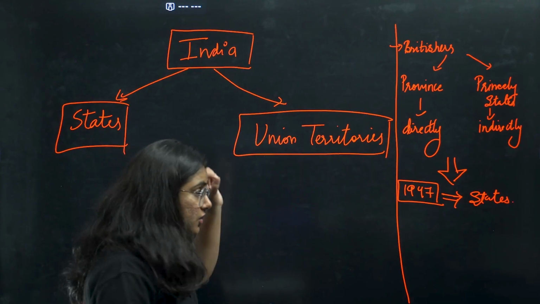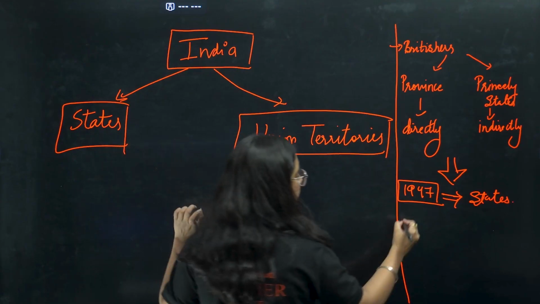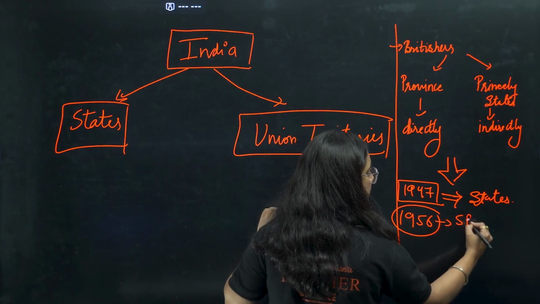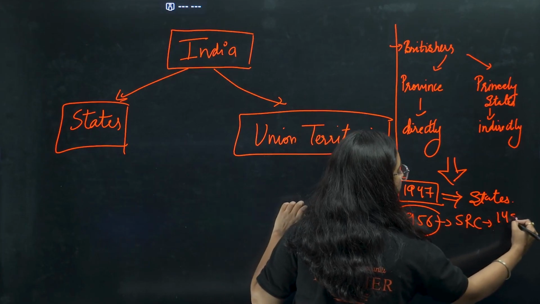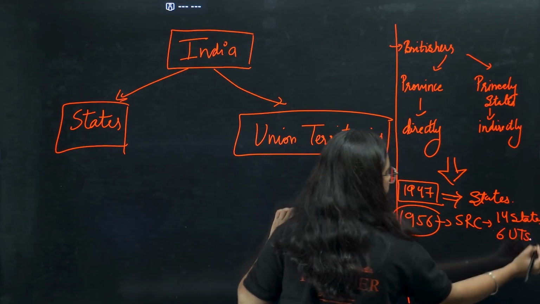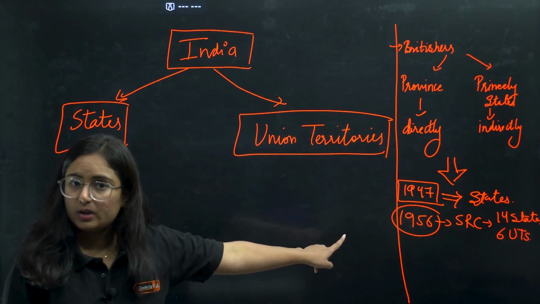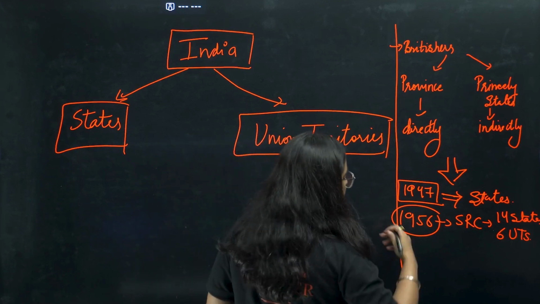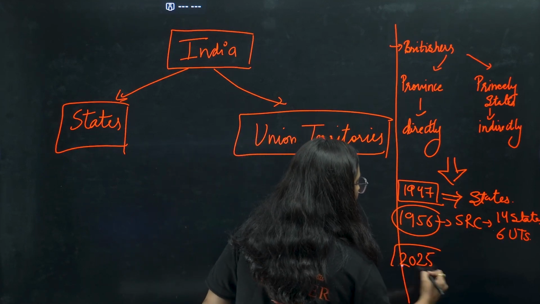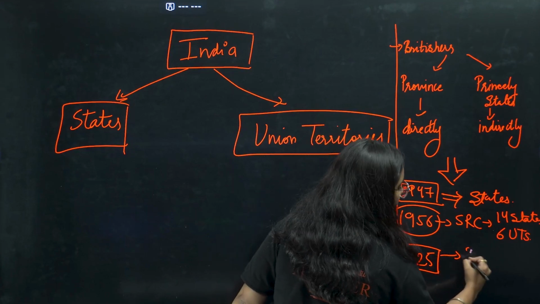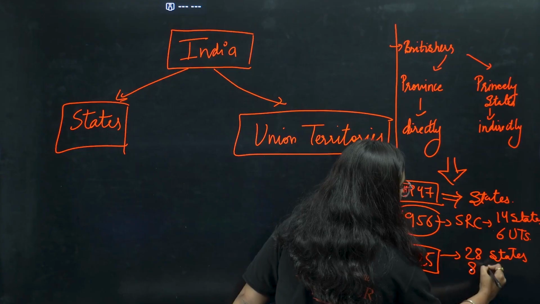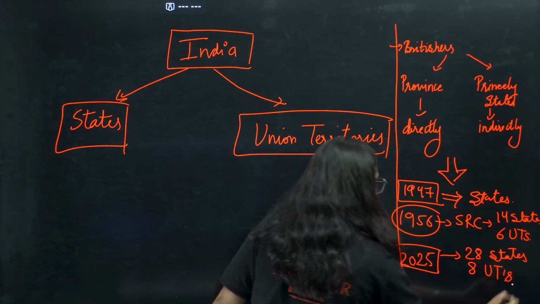I just told you the journey that by 1956 the State Reorganization Commission formed 14 states and 6 union territories. Now get this point. After this many changes have come, and in the year 2025 there are now 28 states and 8 union territories. Did you get this point?